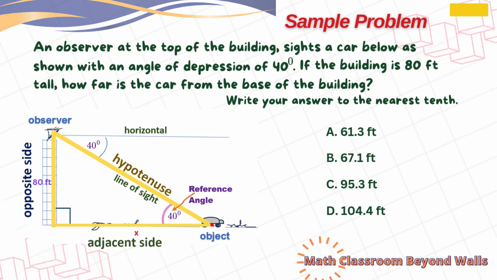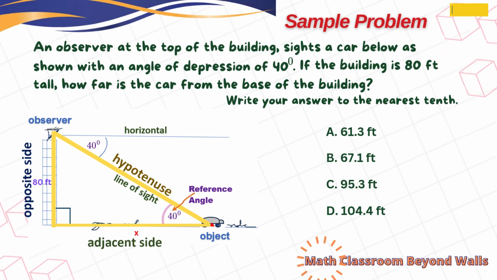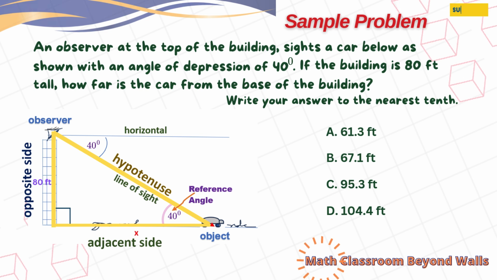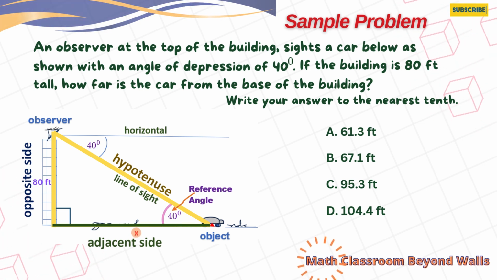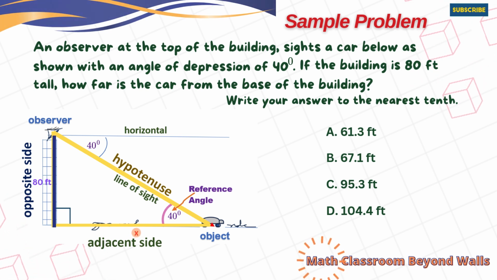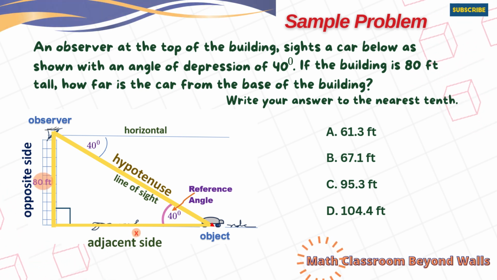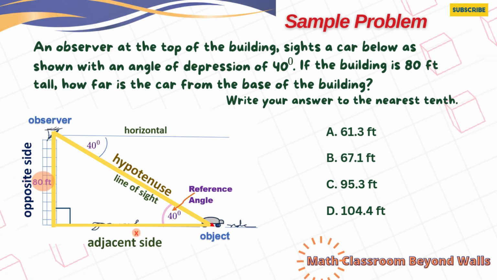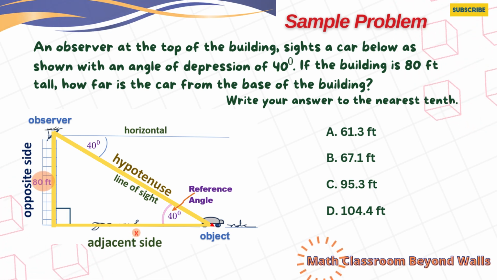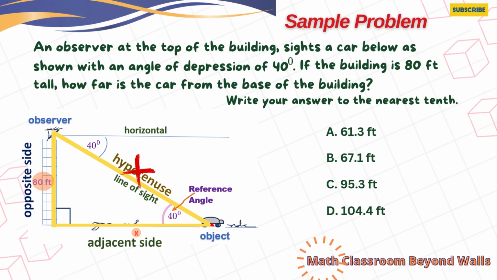Look at the labeled triangle this time, learners. Which sides have corresponding values? Okay, so the adjacent side has x, and the opposite side has a measure of 80 feet. The hypotenuse has no assigned value, so it is not needed in solving this problem. We will put an x on that side.